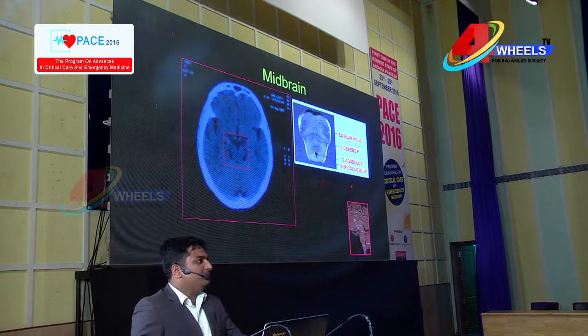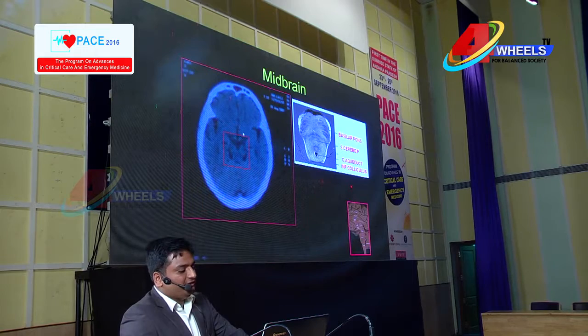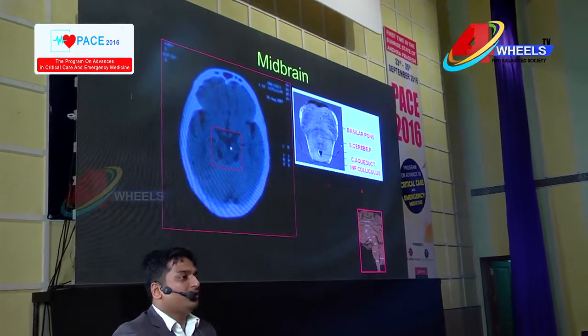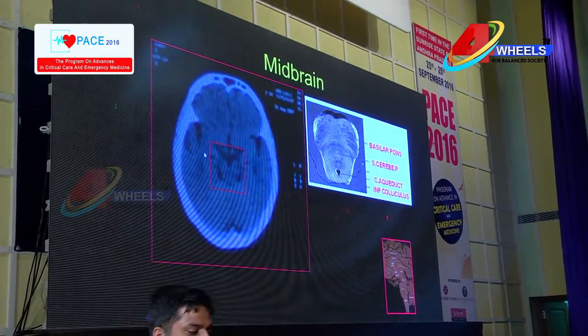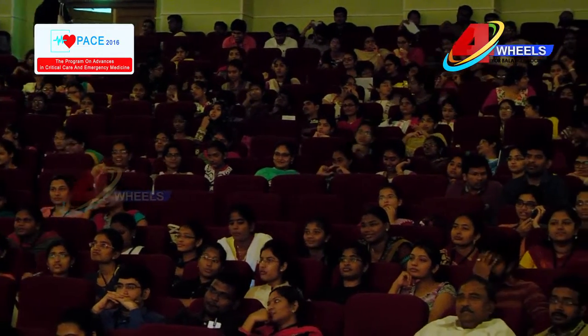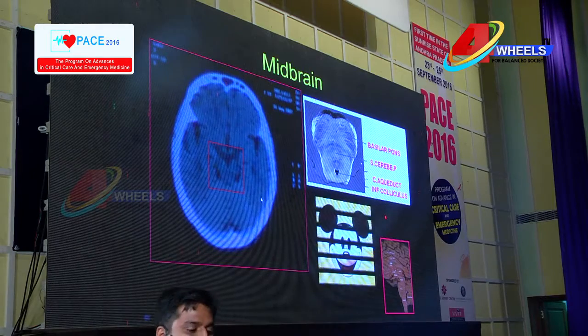So let's see how midbrain looks on a CT. If you focus here, this structure appears similar to a cartoon. I have given a clue. Which cartoon does it belong to? It also starts with MI. So it's a Mickey Mouse.